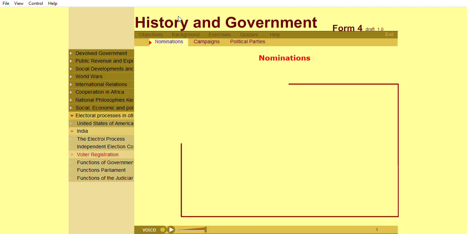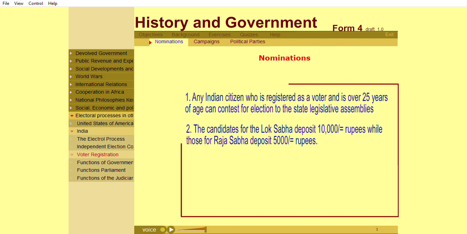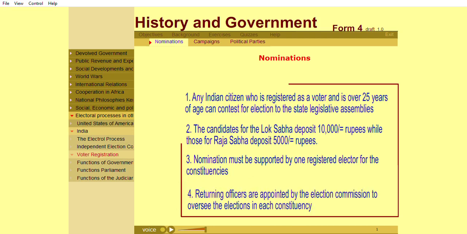The process of nominations in India is carried out in the following ways. Any Indian citizen who is registered as a voter and is over 25 years of age can contest for election to the state legislative assemblies. The candidates for the Lok Sabha deposit 10,000 rupees, while those for the Rajya Sabha deposit 5,000 rupees. Nomination must be supported by one registered elector for the constituency. Returning officers are appointed by the Election Commission to oversee the elections in each constituency.